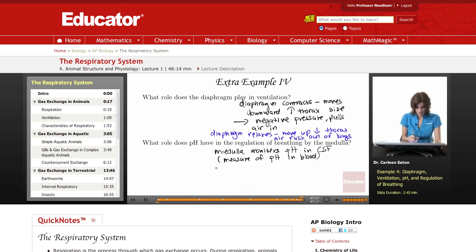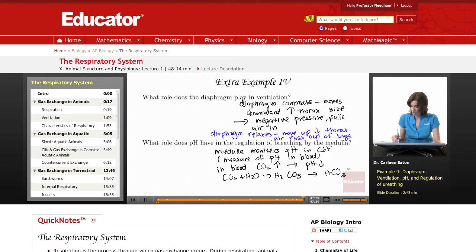And in the blood, when CO2 increases, the result is that pH decreases. Because recall, CO2 plus water form carbonic acid, which dissociates to bicarbonate ion and hydrogen ion. So increased CO2 translates to increased hydrogen ion, which is decreased pH.